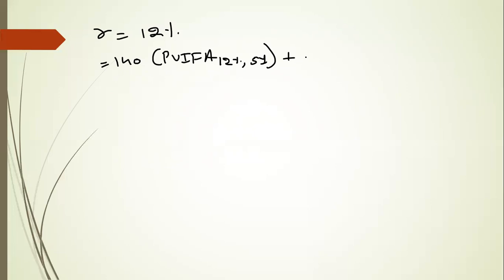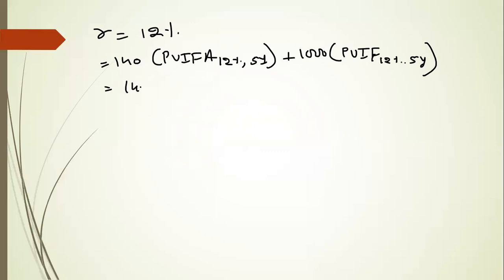Now put the same values in for calculating for 12%. So now here we consider R is equal to 12%. Let's put it in this formula: 140 into the present value interest factor annuity for 12% for 5 years, plus 1000 into the present value interest factor for 12% for 5 years.